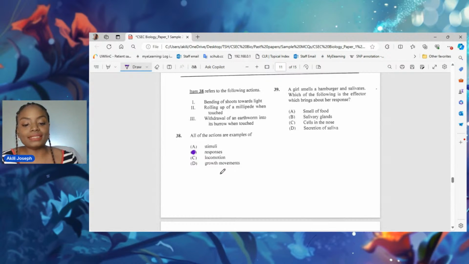39, a girl smells a hamburger and salivates. Which of the following is the effector which brings about her response? So you have the smell of food, salivary glands, cells in the nose, or D, secretion of saliva.